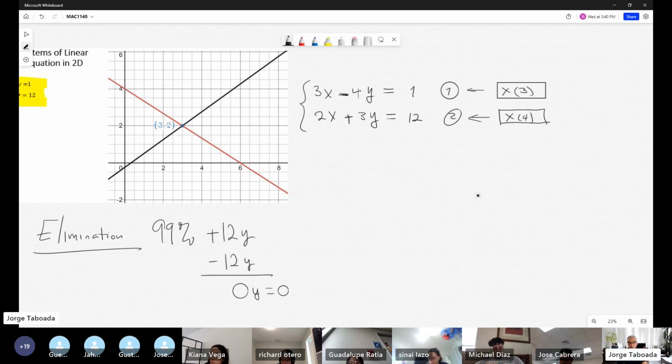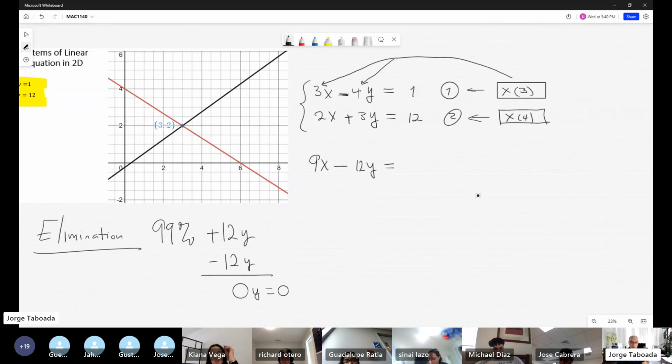What is the idea? Well, when you multiply 3 times 4 is 12, negative 12, and when you multiply 4 times 3 is positive 12. It's ready for elimination. And you multiply, of course, the whole thing, guys. You multiply 3 times 3 is 9, and you create a new system, minus 3 times 4 is negative 12.